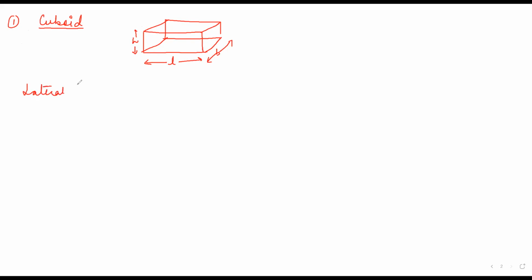So lateral, or you can write curved so that you understand, but in this case it will be called lateral because there is no curve here. Surface area. And then we write total surface area, and then we write its volume.